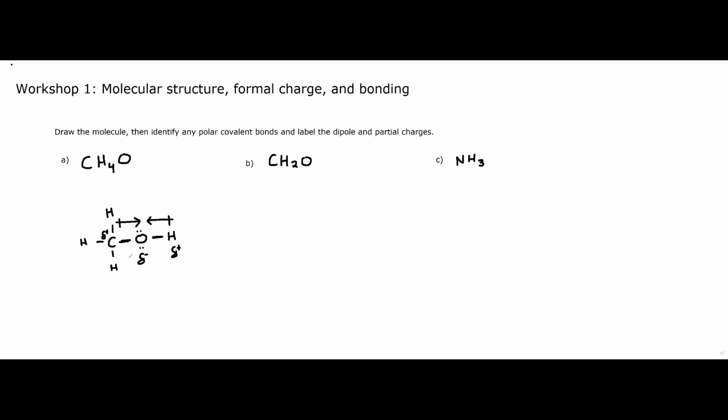Now, if you didn't remember these as being polar covalent bonds, you can always refer to the electronegativity chart, either in your book or online. You can simply compare the electronegativity difference between carbon and oxygen, and between oxygen and hydrogen. You'll see in both cases, it is in our polar covalent zone, which is between 0.5 and 1.7. If it's less than 0.5, it's nonpolar. And if it's above 1.7, it would be ionic.